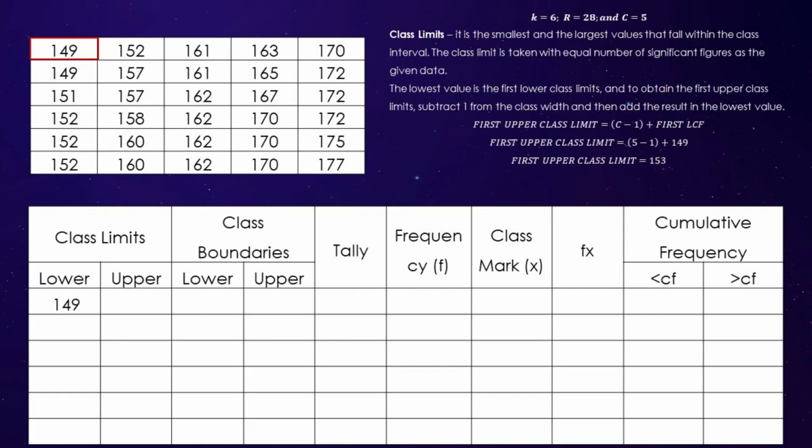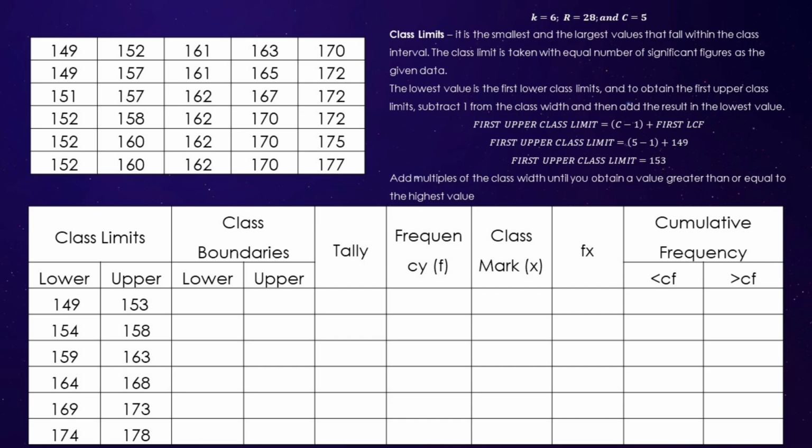Let's move on to setting the class limits and boundaries. Class limits define the smallest and largest values within each interval. For example, if our first class starts at 149, to determine the upper class limit, subtract 1 from the class width, which is 5 minus 1 gives us 4, and then add it to the first class, which is 149. 149 plus 4 gives us 153. To complete the class limits, you need to add multiples of the class width until you obtain a value greater than or equal to the highest value.